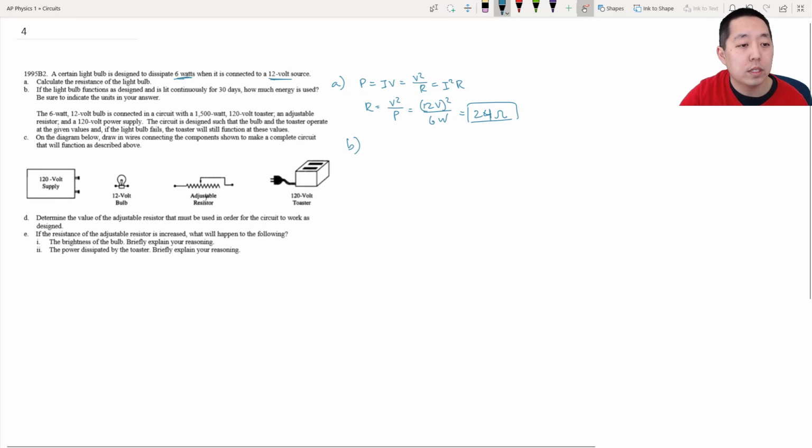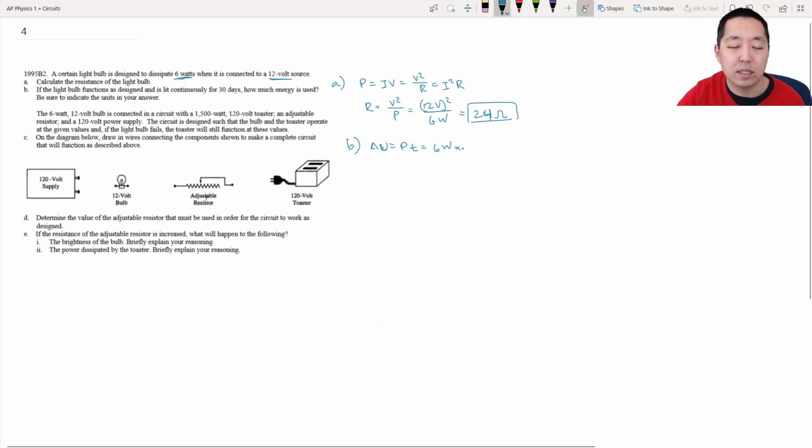Part B. If the light bulb functions as designed and is continuously lit for 30 days, how much energy is used? Well, the change in energy is always equal to power times time. So we're consuming 6 watts the whole time, and then it's 30 days. Time has to be in seconds.